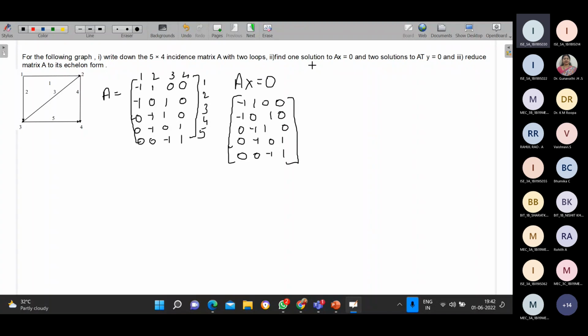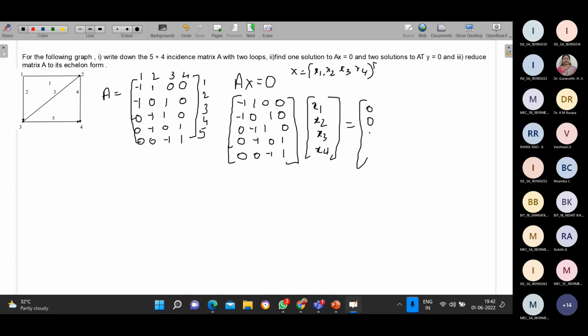So let the vector x be x1, x2, x3, x4, because 4 nodes are there, we have to find 4 potentials. Transpose. So we'll write x1, x2, x3, x4. We'll equate it to 0. So now we'll solve this matrix.